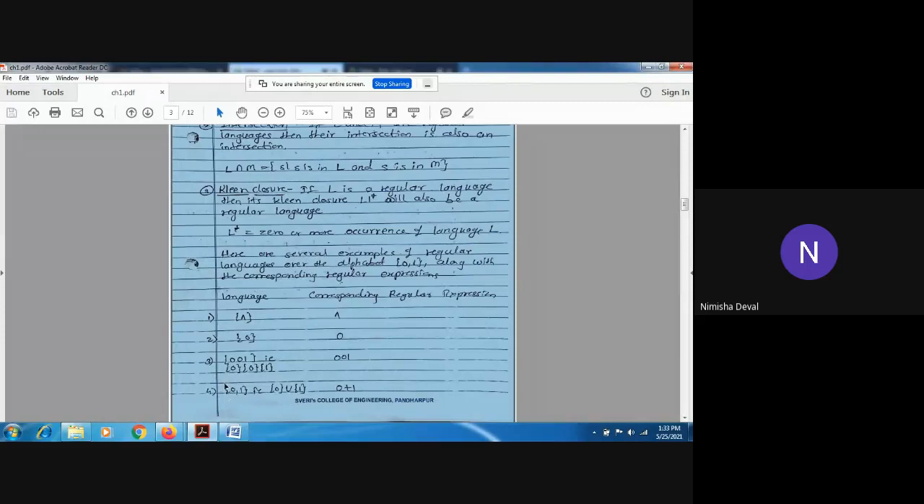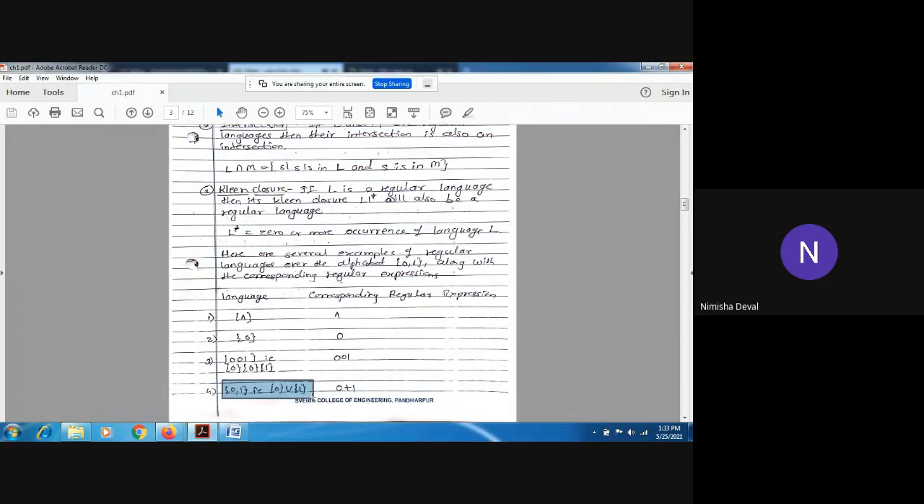Then suppose there is a set in which only two elements are there, 0 comma 1. See it carefully now. There is a set in which only two strings are there, 0 and 1. So its regular expression becomes 0 plus 1. Understood? Now we are moving towards how to solve regular languages with the help of different operations.